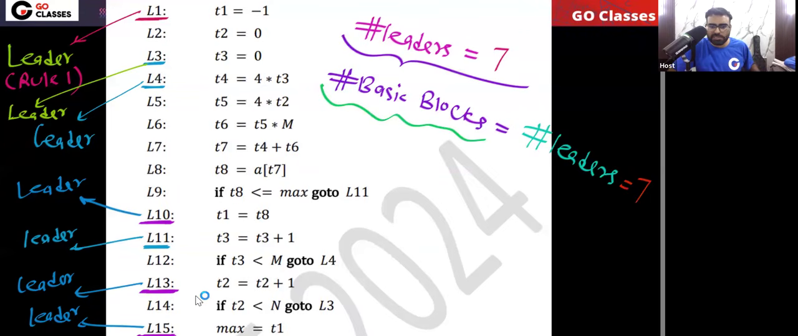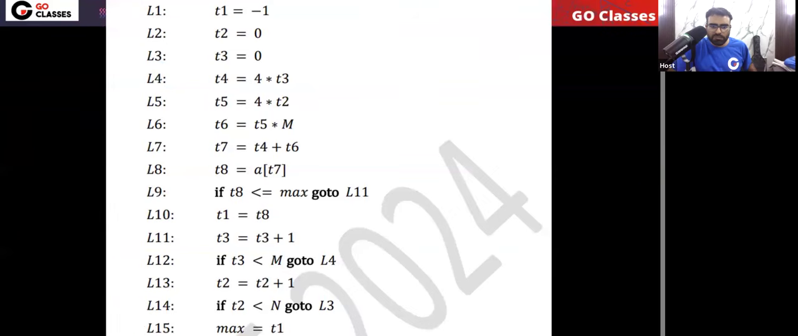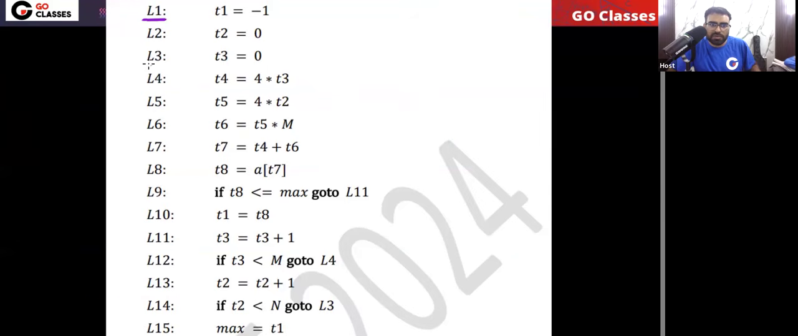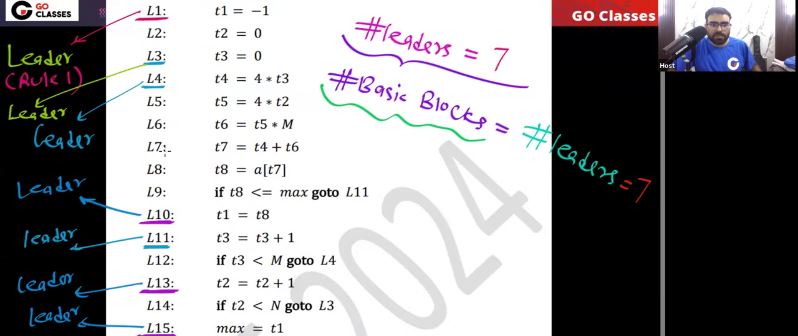Now let's see what the basic blocks are, and let's see what the largest basic block will be, because the question is asking you to find the number of basic blocks, and also the number of instructions in the largest basic block. We have already found the leaders. You can see this L1 was a leader. Next, you can see L3, L4, these are leaders. Let me mark. Next, you can see L10, L11.